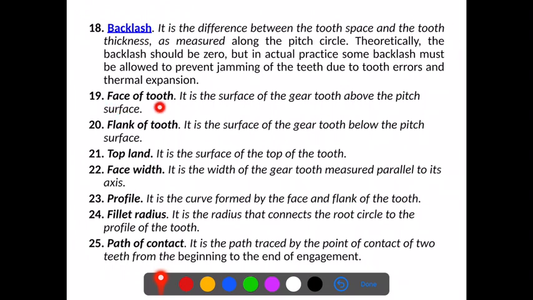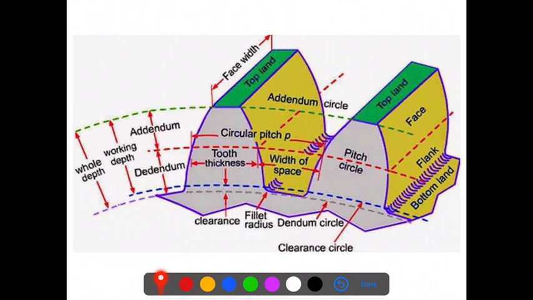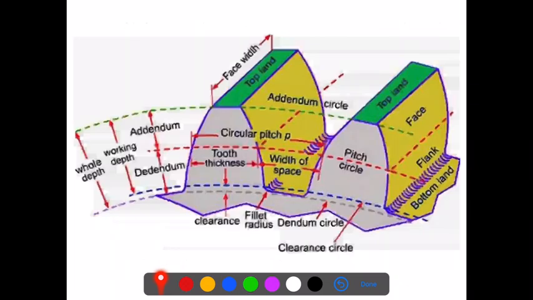Then face of the tooth is the surface of the gear tooth above the pitch surface, above the pitch circle. This is called the face of the gear. Then flank of the tooth is the surface of the gear tooth below the pitch surface. That is called the flank of the tooth.